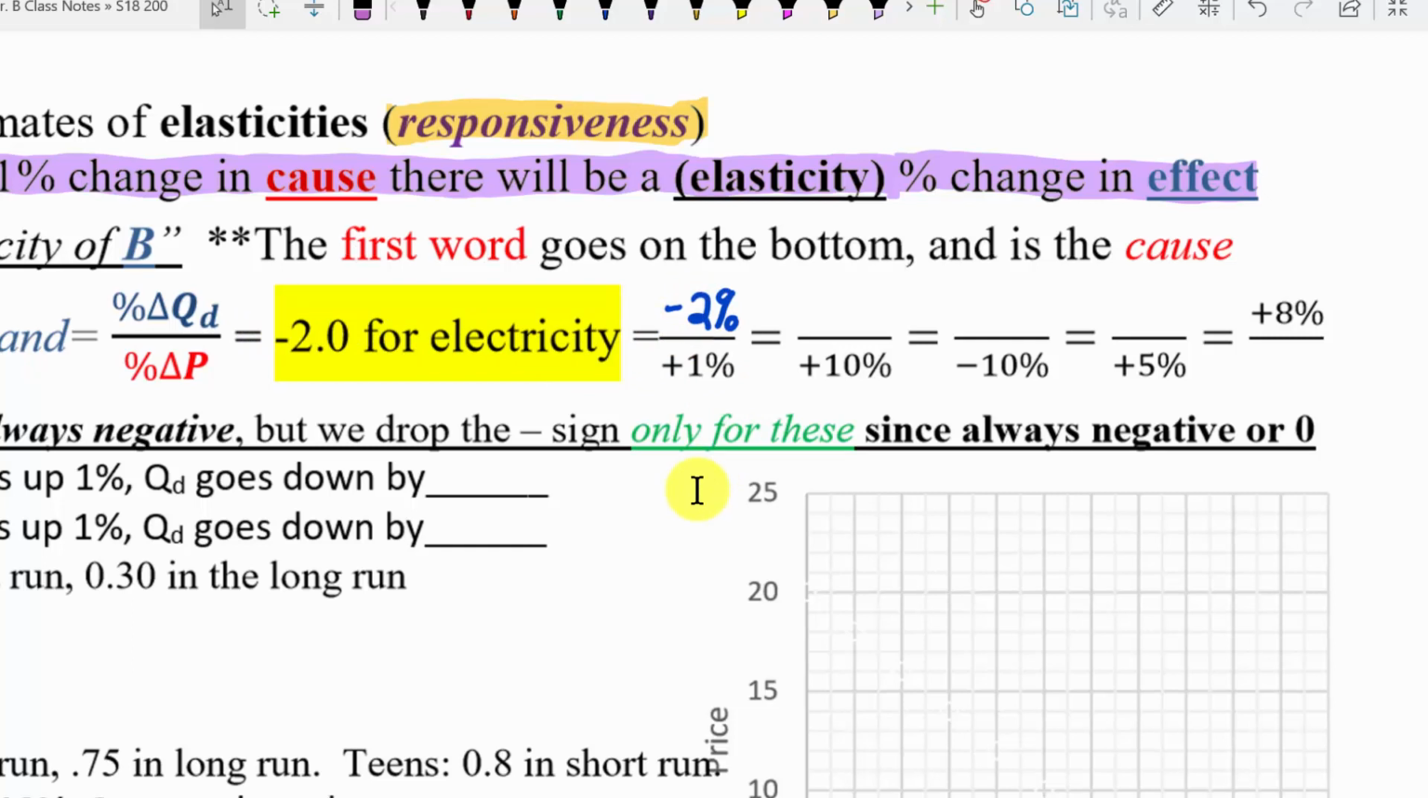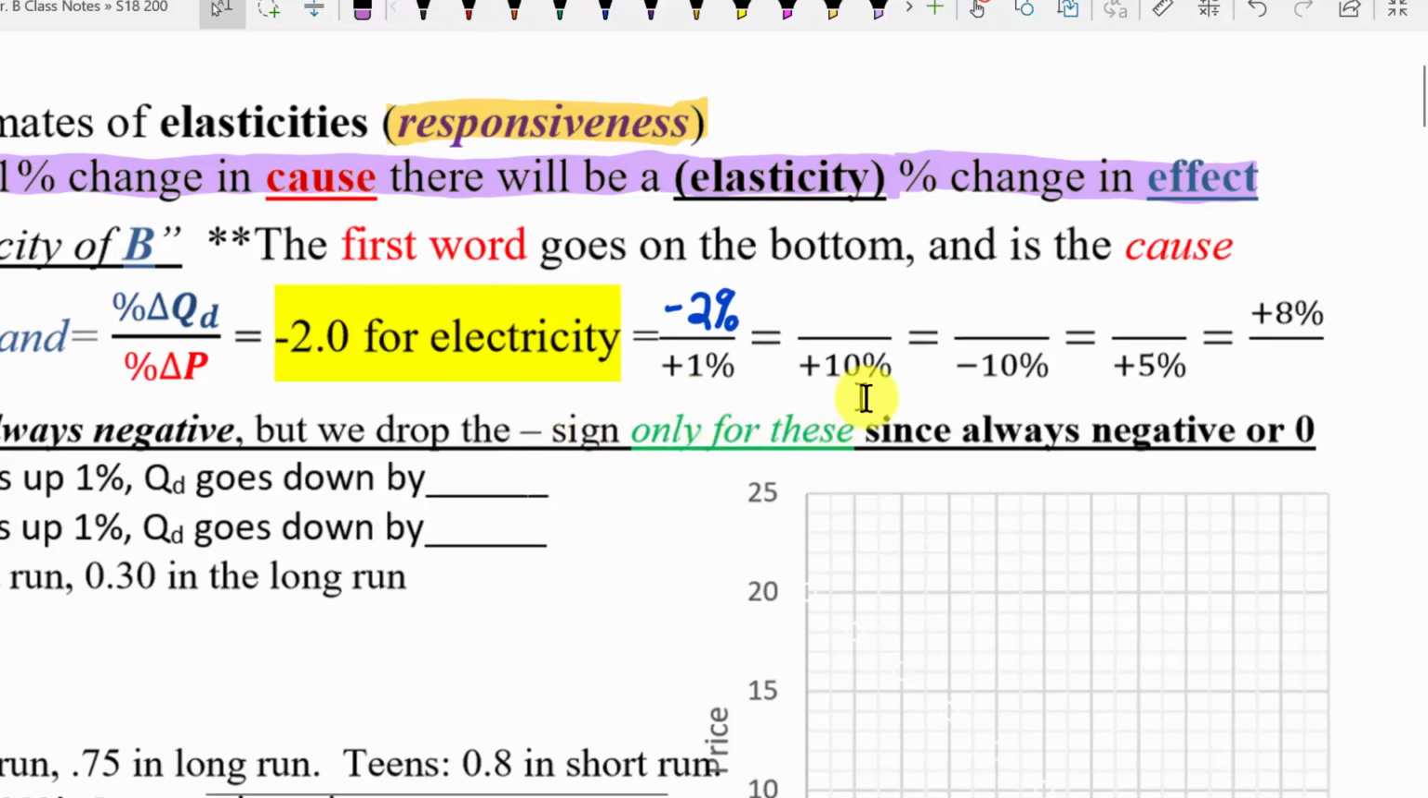So that's one way to interpret it, but we're not limited to just 1% changes. A 1% change is always the easiest way. Just by knowing the elasticity, you can just say, hey, I know that because that's -2, for each 1% increase in the price of electricity, people will use 2% less. That's the -2.